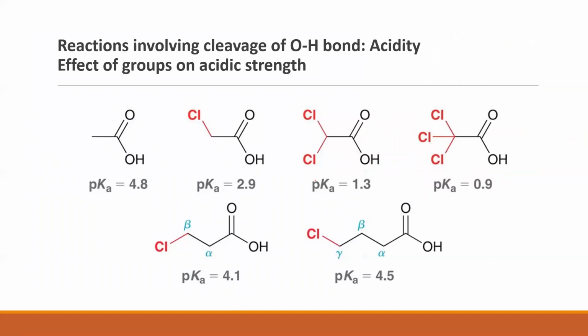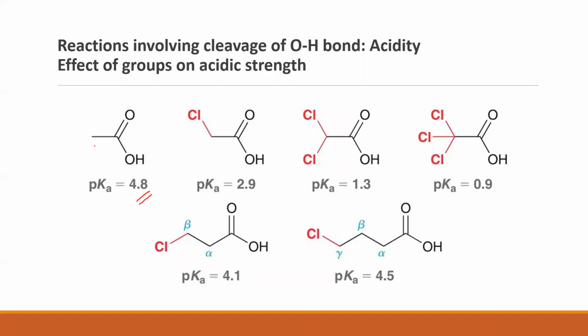This is one more slide which basically talks about what we discussed in the previous slide. Now here I've taken various acids which are differing in the number of chlorine atoms, point number one, and the position of the chlorine atoms. Now you look at the first case. This is CH3COH, acetic acid. Acetic acid has a pKa of 4.8.